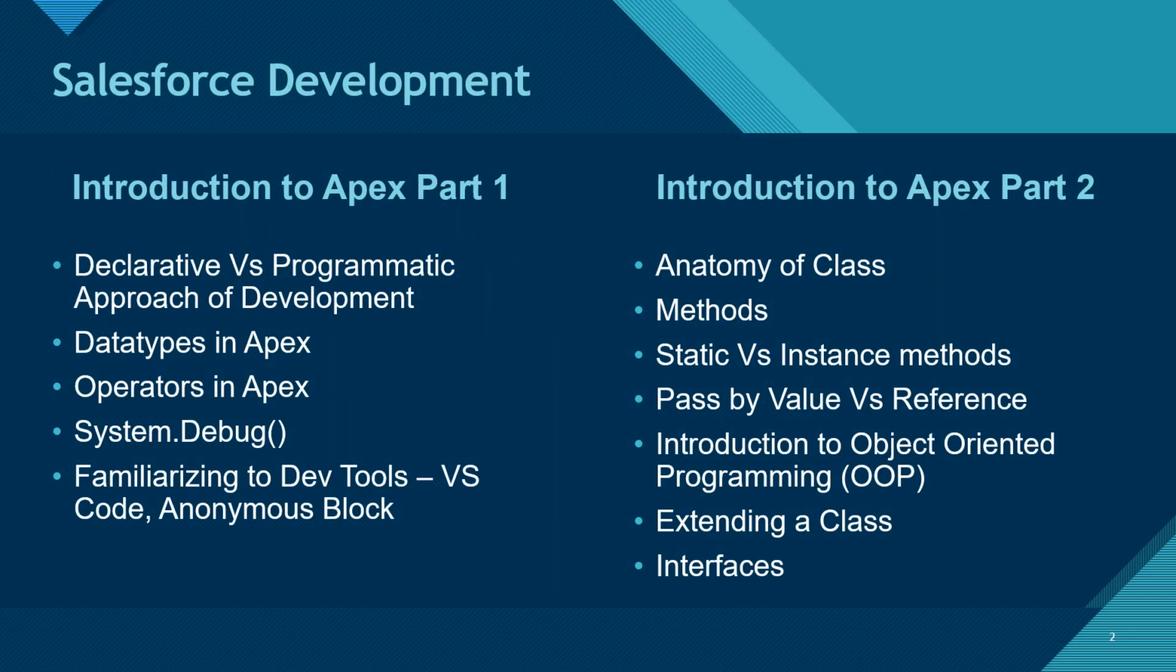In this first module, we are going to learn one programming language called Apex, which is provided by Salesforce. Before going to Apex, I will explain the basic fundamentals of programming and basic object oriented programming concepts. Then we will start the introduction to Apex, which I'll segregate as part 1 and part 2. In part 1, we are going to see the declarative versus programmatic approach of development, data types, operators, system.debug, developer tools versus code, asynchronous, and anonymous block. In part 2, we cover the anatomy of a class, like class structure, methods, static versus instance methods, pass by value versus pass by reference, introduction to OOPS, extending classes, and interfaces. Everything is covered under part 2.